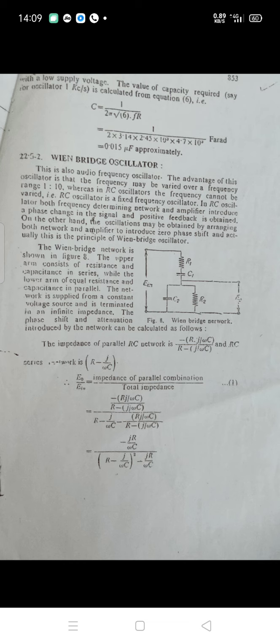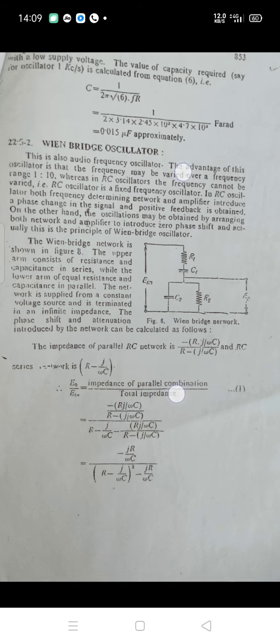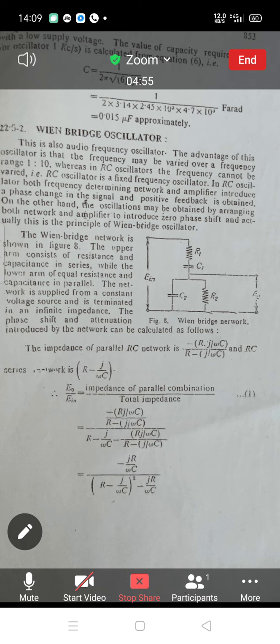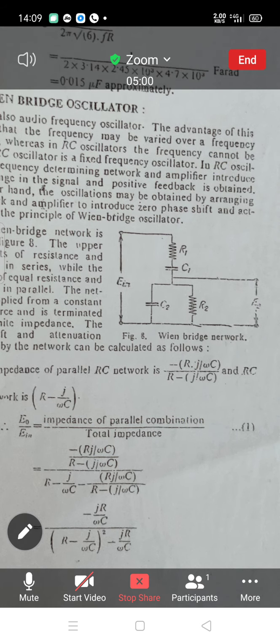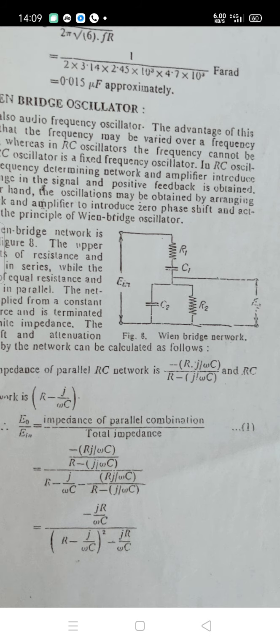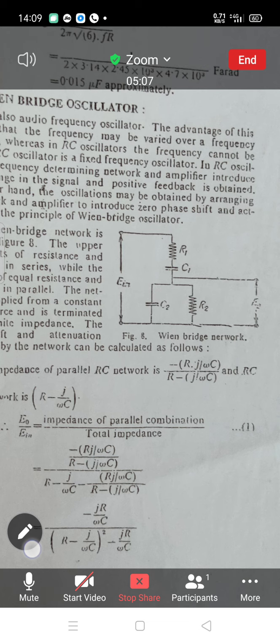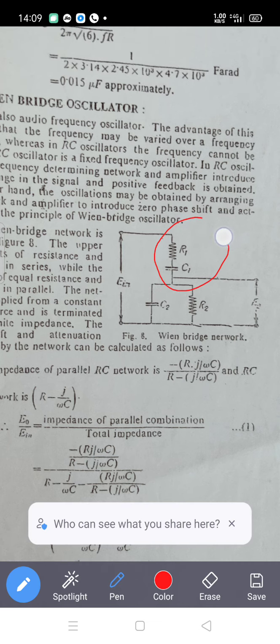Now the diagram for the Wien bridge network is shown here. The upper arm consists of a resistance and a capacitance in series. So this is the upper arm. The lower arm consists of equal resistance and capacitance in parallel. And this is the lower arm.